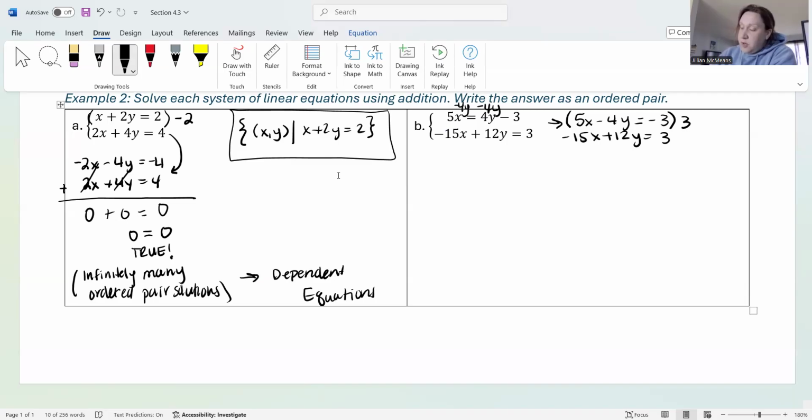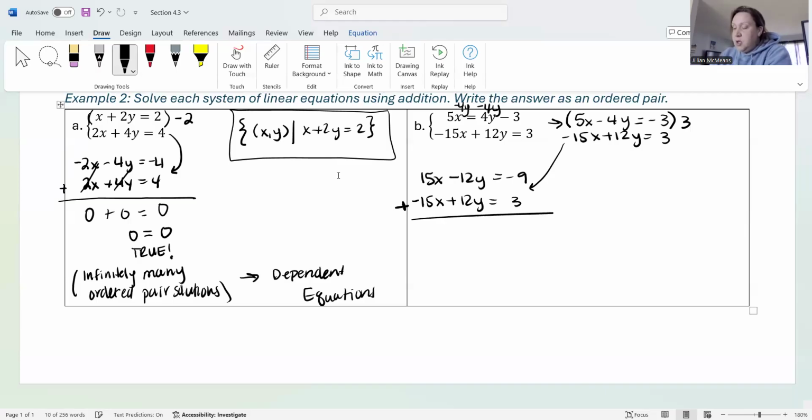Okay, so the first equation is going to be 3 times 5x, which is 15x, 3 times -4y, which is -12y, 3 times -3 is -9, and then the second equation, I can just bring it down. I don't have to do anything to the second equation. So it's -15x plus 12y equals 3. We now add the two equations. So notice what happens with the x's and the y's. When I add 15x and -15x, I just get 0. -12y plus 12y is 0. And then -9 plus 3 is -6.